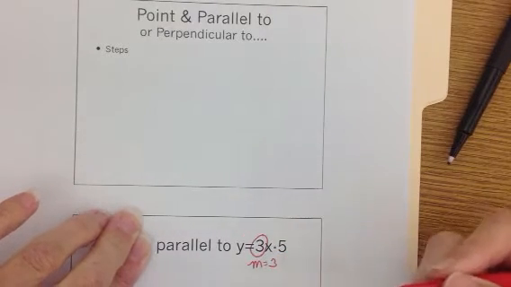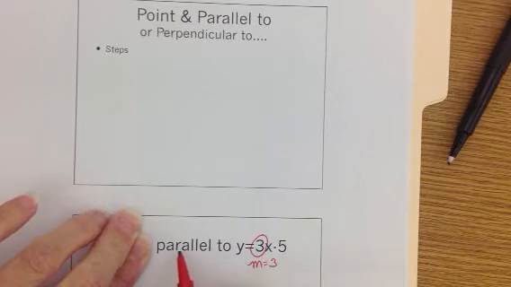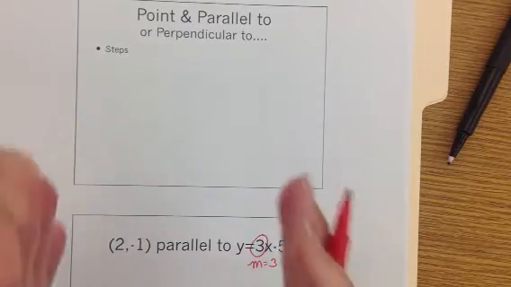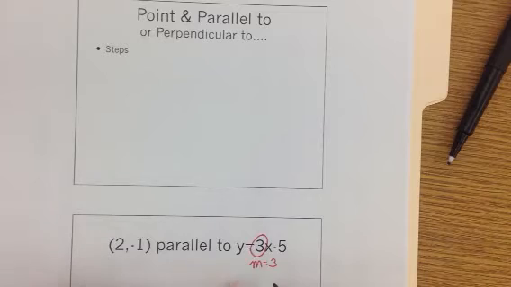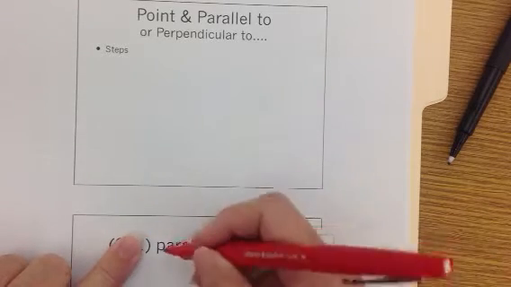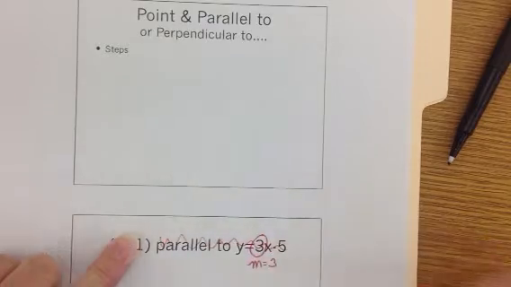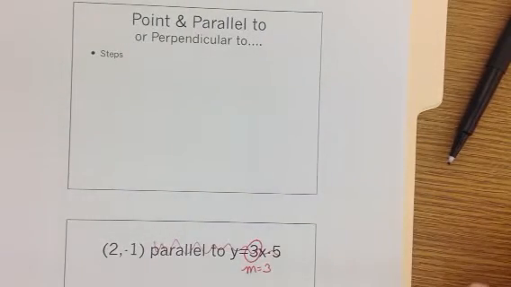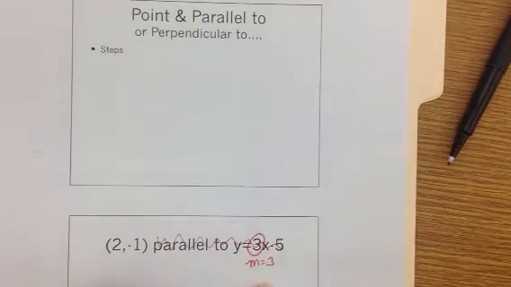Once I get the slope that I'm looking for, if I want a line that's parallel to it, remember all parallel lines have the same slope. So I just need that 3 out of this piece of information, and I am done with that equation. I can throw it away. All I need is the slope, and then I can discard all the other bits of information from it.